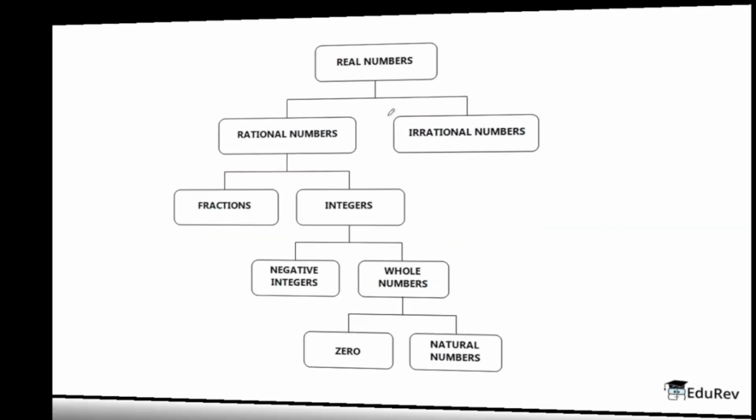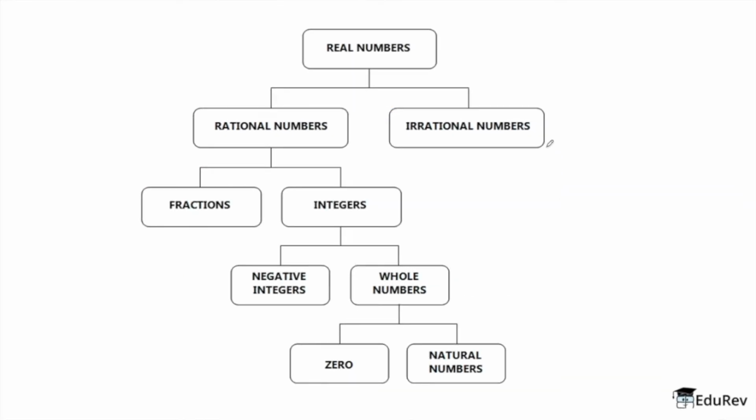I hope you have understood the numbers. Let's see this flowchart quickly before we start the next concept. Real numbers are divided into two segments: rational numbers and irrational numbers. Rational numbers are divided into fractions and integers. Integers can be negative numbers or whole numbers, that is, positive numbers plus 0. Whole numbers can be 0 and the natural numbers. I hope you understand this flowchart. You can take a screenshot of this, or jot it down in your notebook so that you remember it after a couple of days.